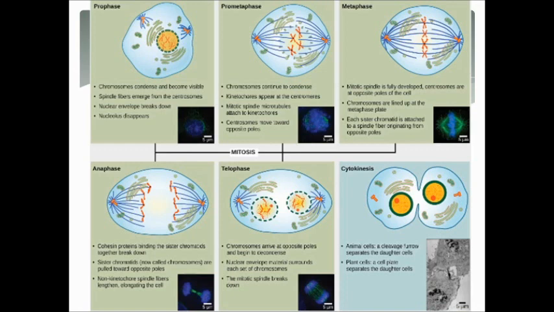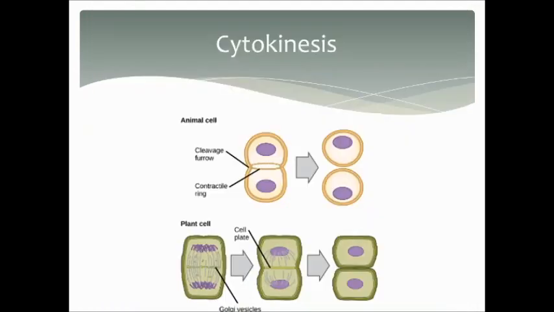So cell division is not complete until the cells separate during cytokinesis. There is some difference with plant cells, as they have to form a whole new cell wall. So instead of a cleavage furrow, there will be a formation of a cell plate.